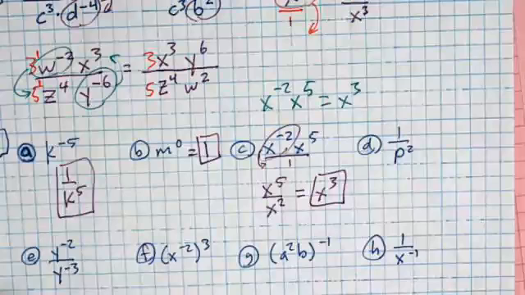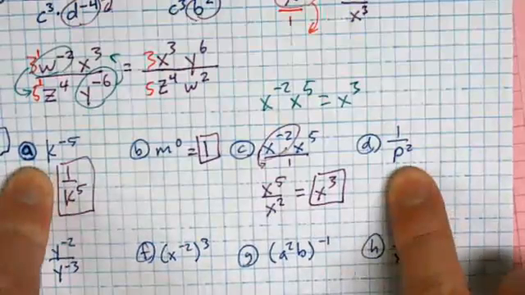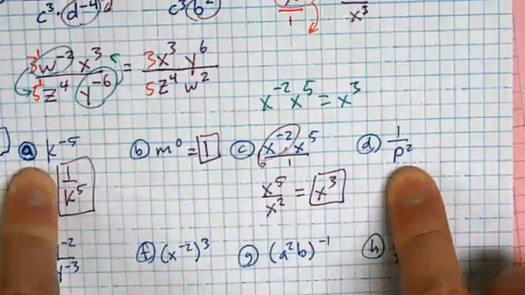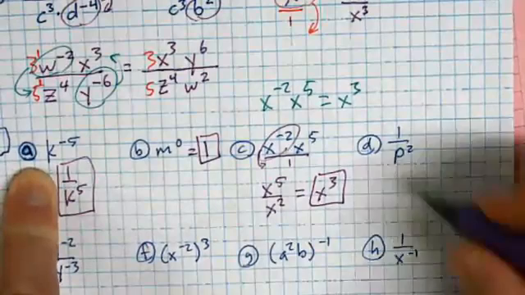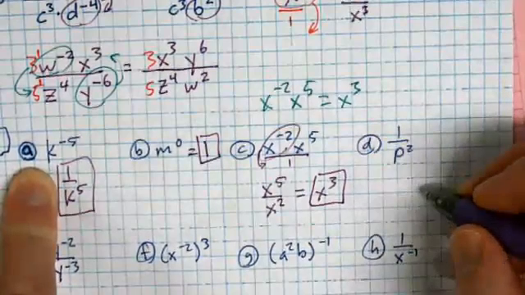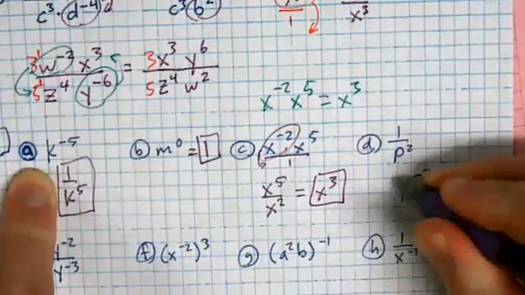All right, part D is a lot like part A. We're just going the other way. What is another way that I can write 1 over p squared? I can write it as p to the -2.